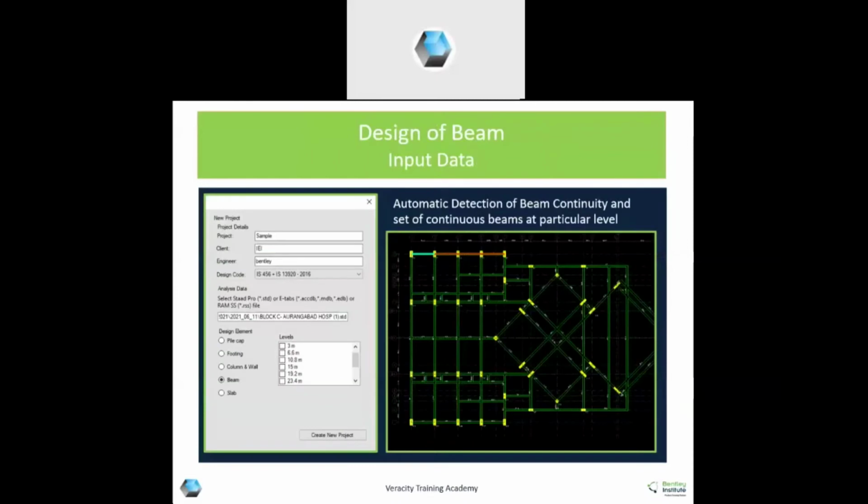Next is design of beams. When you select beam, you see many levels out here. If your structure is symmetrical, like for residential buildings, for odd floors and for even floors, the beam configuration or beam layout is same. So at that time, you can select multiple levels at one go and design them simultaneously. But if your beam configuration at each level is different, you have to design each level separately.